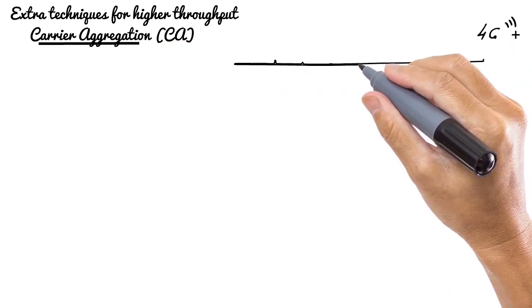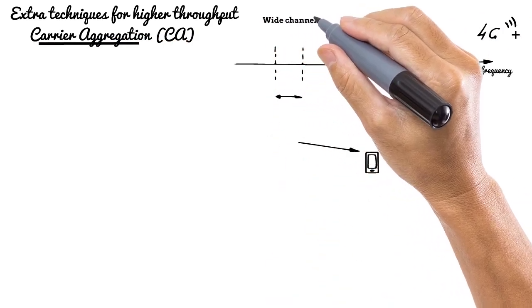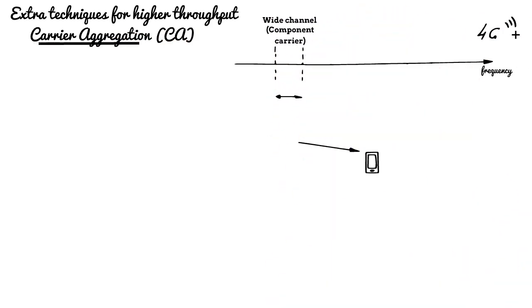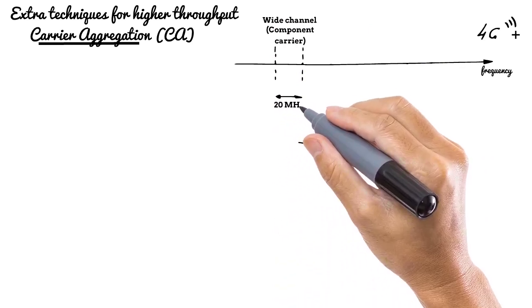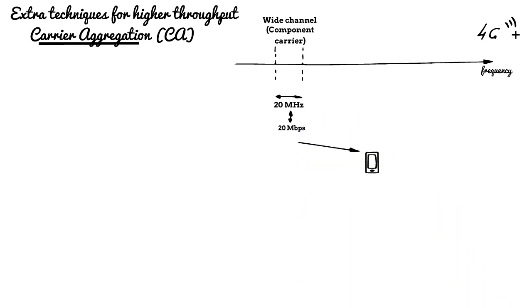Before CA, subscriber was receiving resources from just one wide channel, named also component carrier. Such carrier has some standardized bandwidth. Just FYI, carrier with 20 MHz bandwidth available. Remember simplified mapping bandwidth with throughput. CA allows to allocate several carriers for one user and thus aggregate total throughput per user.